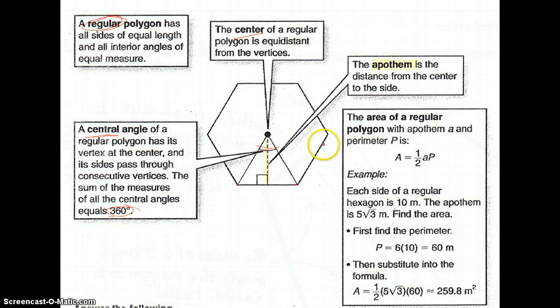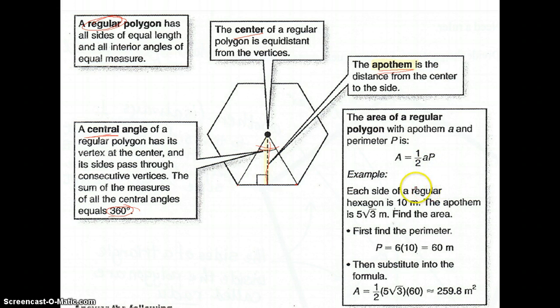So now let's get into a new vocabulary word, and it is called the apothem. The apothem is the distance from the center to a side. On this diagram here, from the center down to a side, you'll see that that's actually also perpendicular to that side. The area of a regular polygon with apothem a and perimeter P is given by this formula right here: Area equals 1/2 the apothem times the perimeter.